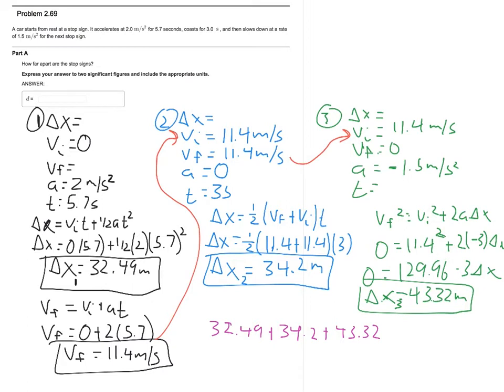And that gives me a total answer of 110.01, but we want to round to 2 sig figs, so just 110 meters.